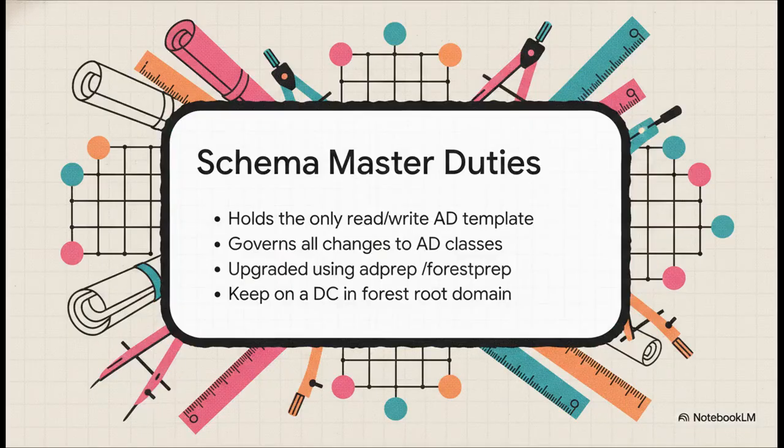First up in the forest-wide bucket is the schema master. Think of this as the ultimate rulebook or the master blueprint for your entire network. It holds the one and only read-write copy of the AD template. Any changes to what objects can even exist, like, say, adding custom fields to user accounts, happens right here. And because of that, changes made by the schema master have a massive, permanent impact across the board.